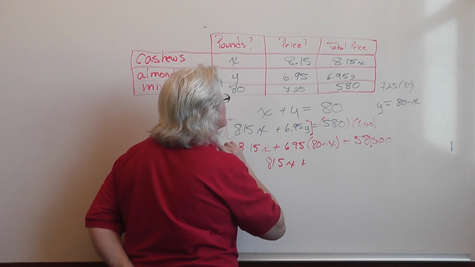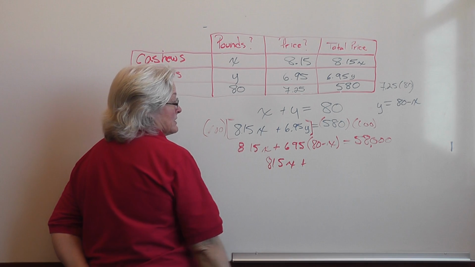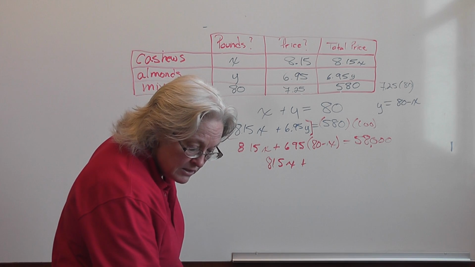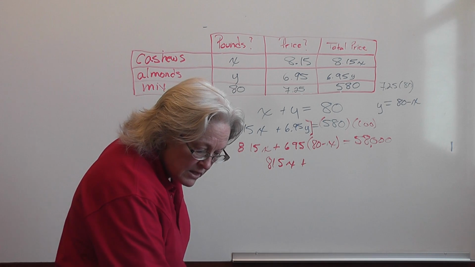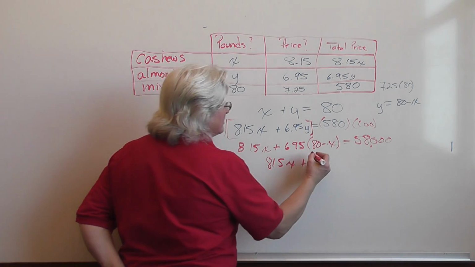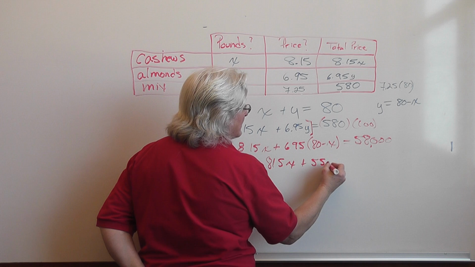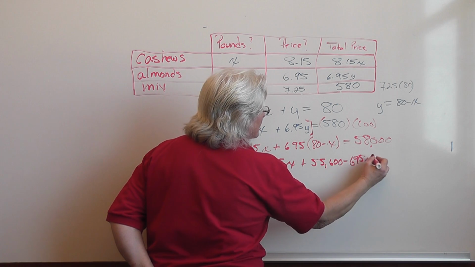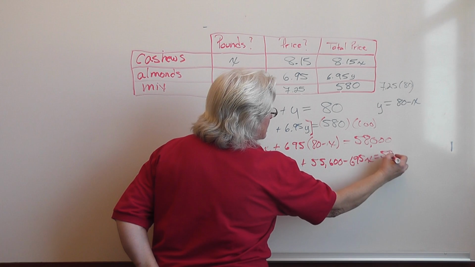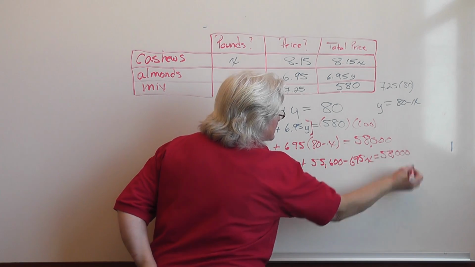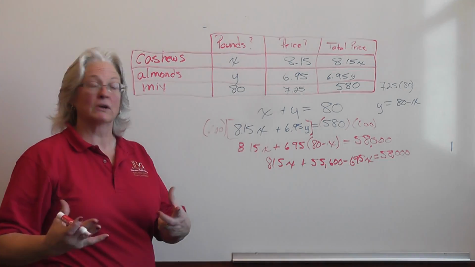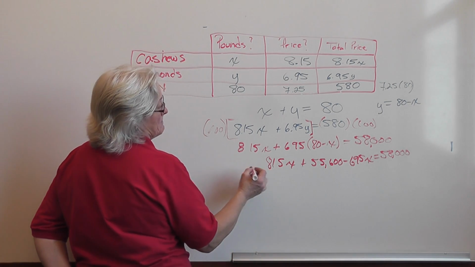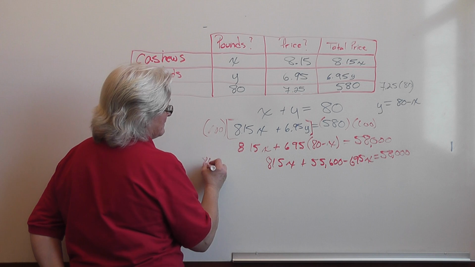Now we're going to multiply. 815x plus 695 times 80. Can you believe this? I'm going to just be lazy here. Is 55,600. 55,600 minus 695x is equal to 58,000. We're going to collect like terms, 815 minus 695 at this point.